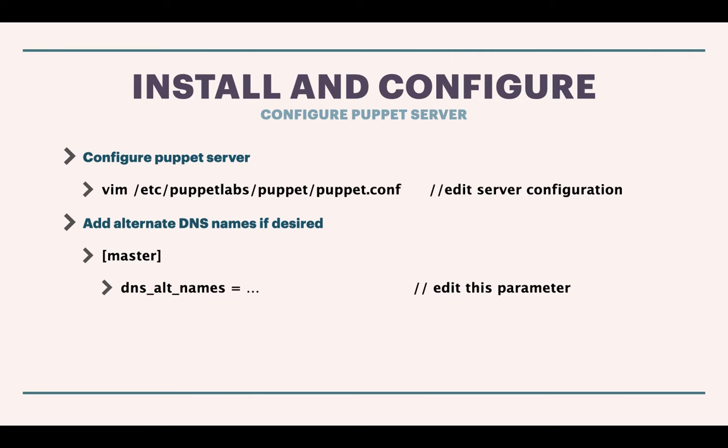When Puppet server is installed, your next step is to configure the Puppet server configuration file. Under the master section, or if there's not a master section, you could go ahead and create one if you so desire. One of the parameters that's useful there is dns_alt_names if you have additional alternate names that you want to refer to your master server by. If you don't, you could just leave this blank.